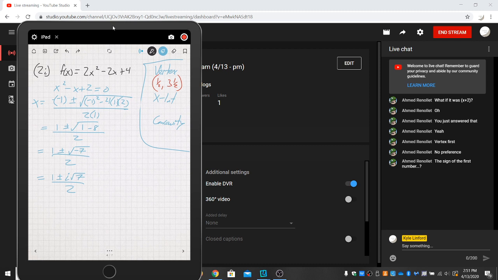What do we think? We went to solve for the x-intercepts, and we have a purely complex number. What could that mean about our graph? In fact, let me start trying to sketch. So while you're thinking, if you think you got an answer, go ahead and comment it in the live chat.